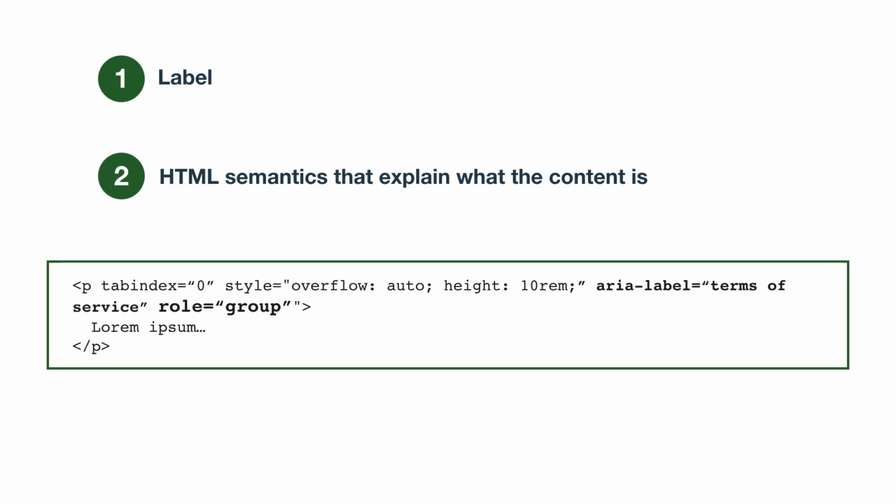You'll add an accessible label with either aria labeled by or aria label. To explain what the content is semantically, you could use HTML sectioning elements, a landmark role, or a group role. Let's review an example of this.